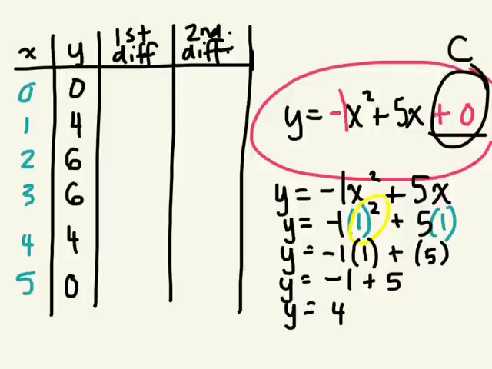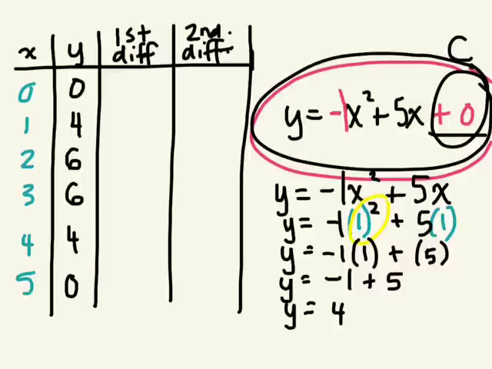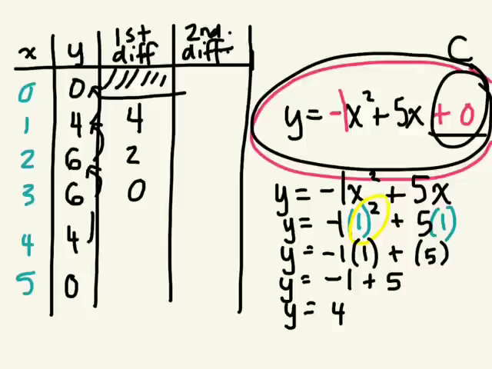Now, once we fill in the table, this equation is what represents our graph, and we can use it to fill in the table. We want to find the first differences, just to see if this is linear. 4 take away 0 is 4. 6 take away 4 is 2. 6 take away 6 is 0. 4 take away 6 is negative 2.